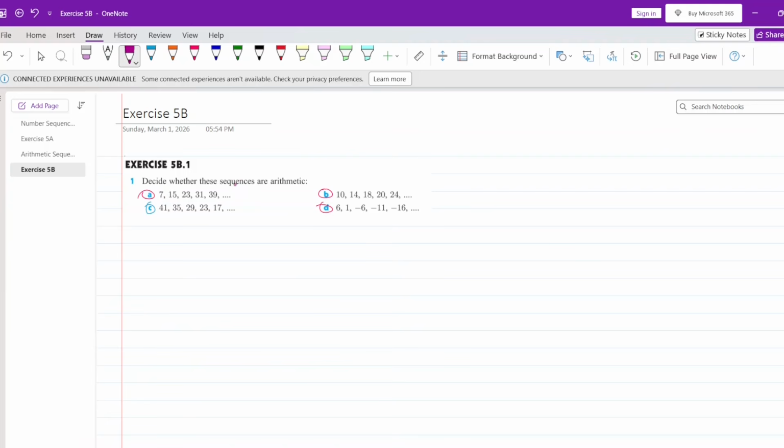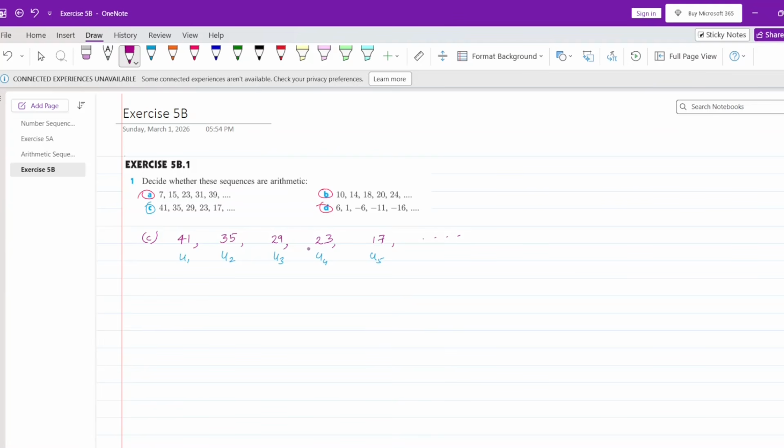Decide whether these sequences are arithmetic or not. As usual, I'll solve the problems circled in blue, and the ones circled in red are for you to solve on your own. So this is 41, 35, 29, 23, 17, and so on. This is u1, this is u2, this is u3, this is u4, this is u5.